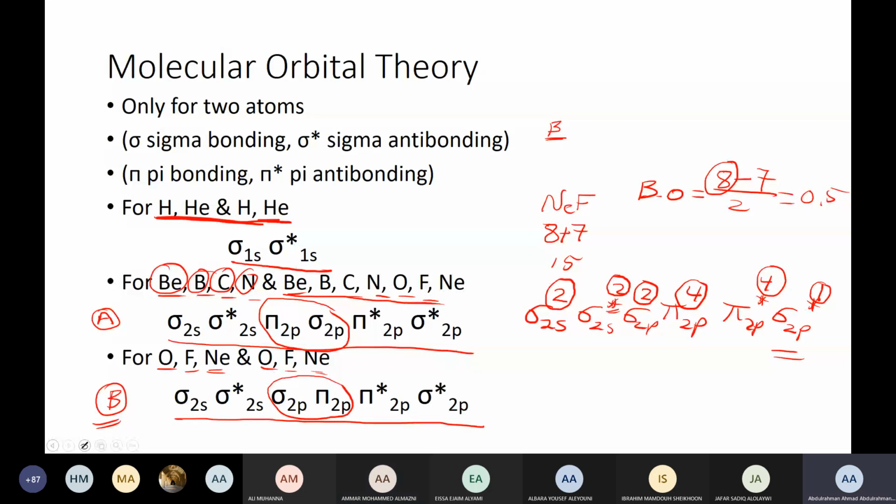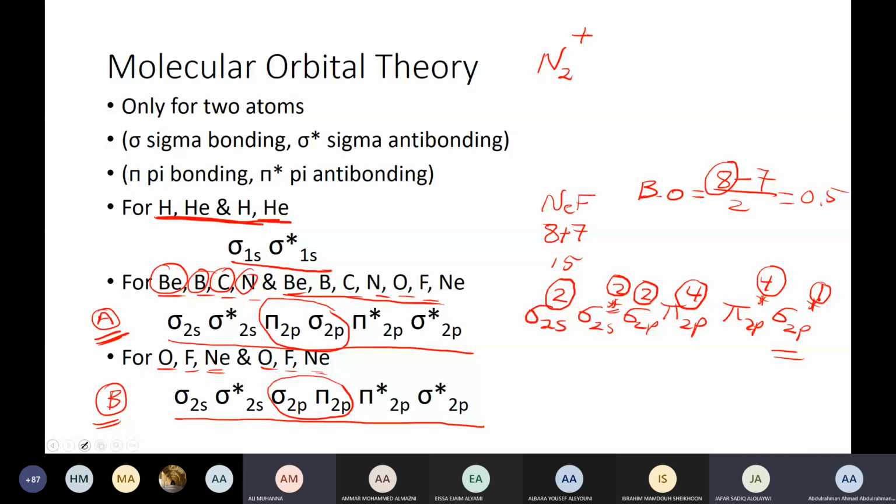Let's do something else. Let's do N2 plus. I want you to draw the orbitals for N2 plus. Which one are you going to use, A or B? A, exactly. That's the first thing. You must use A, not B. Okay, good. N2 plus. Draw the shape with me.